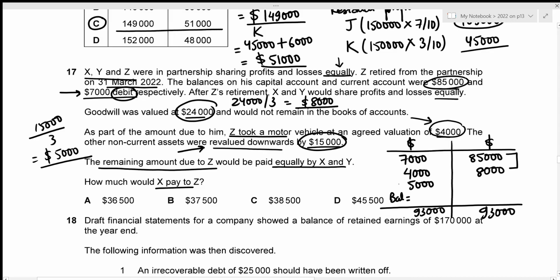Now this balance acts as the balancing figure, and whenever we're trying to figure out the balancing figure, we just need to subtract these amounts from the total. In this case, that's 93,000 minus 7,000 minus 4,000 minus 5,000, which results in 77,000.